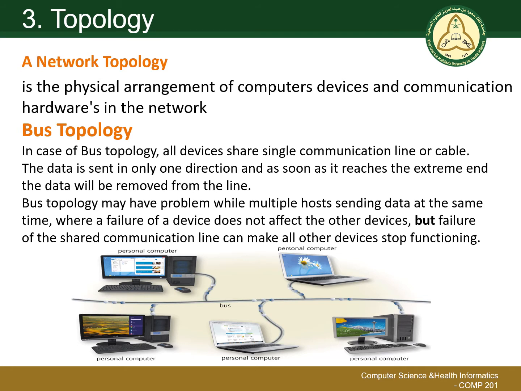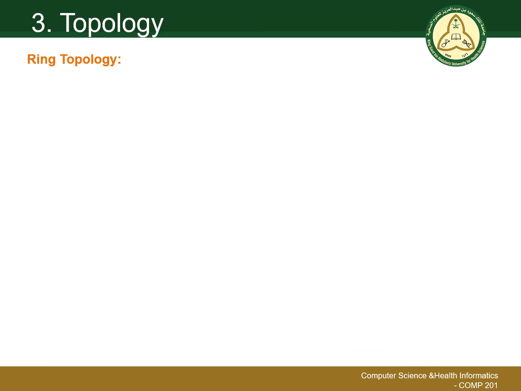Again, the single point of failure here is the communication line. If the communication line or the bus is down, then the whole network is down. The second topology is called ring topology. With the ring topology, each device is connected to two different, adjacent devices, one to the right and one to the left, and at the end, all the connected devices form a circular structure.